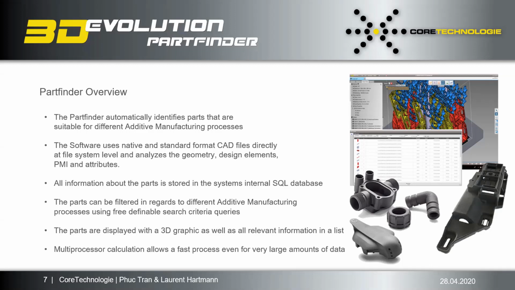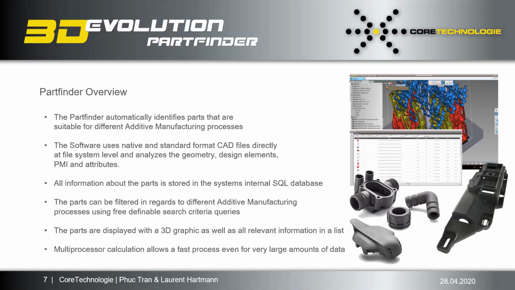That means designing elements, the exact geometry. We analyze them for wall thickness. We do massive zones analysis. We take all the attributes and the PMI tolerances, to have all these stored in our internal SQL database. And then afterwards you can do freely customized filterings, or set up criteria, and this is what we will do also live.